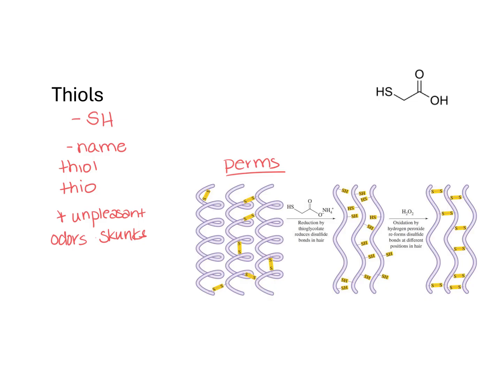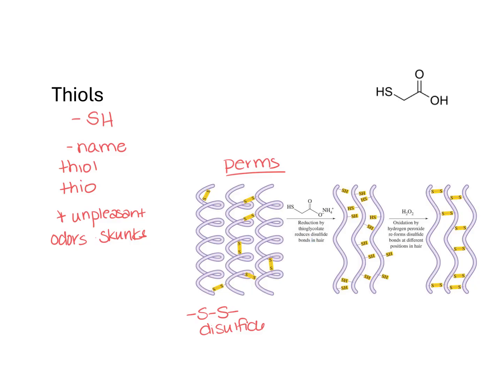So let's talk about perms for a second. When we have hair, we have linkages between these sulfurs. So you see those sulfurs here. If you have a linkage that looks like this, that's called a disulfide. Di just means two. These are linked. You can use a chemical with this thiol group here, and it's called thioglycolate, and that will reduce the disulfide bonds in hair.